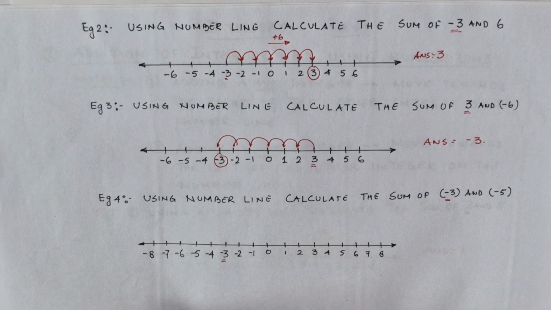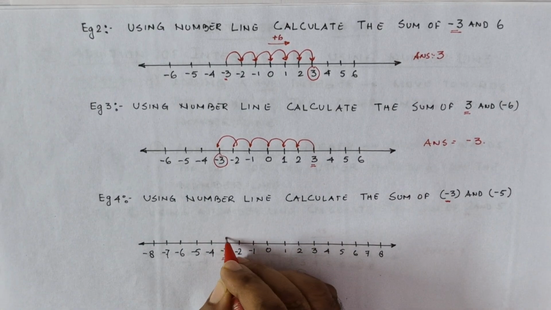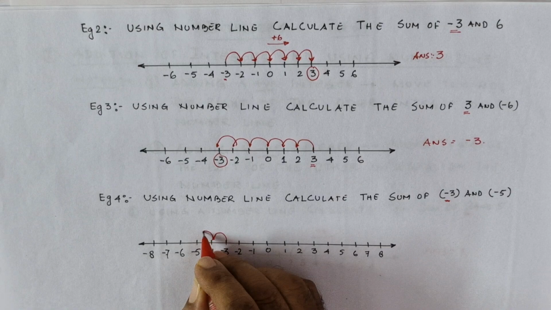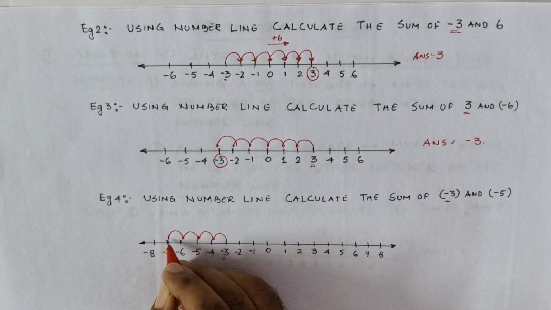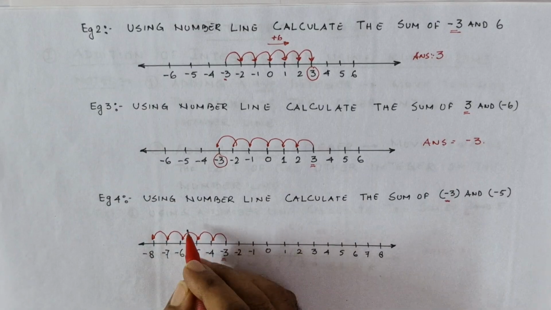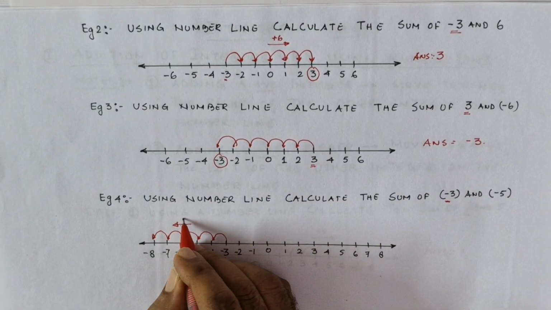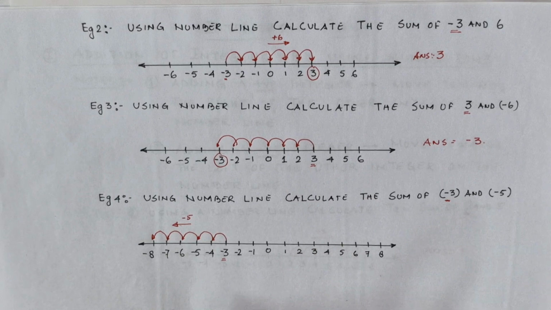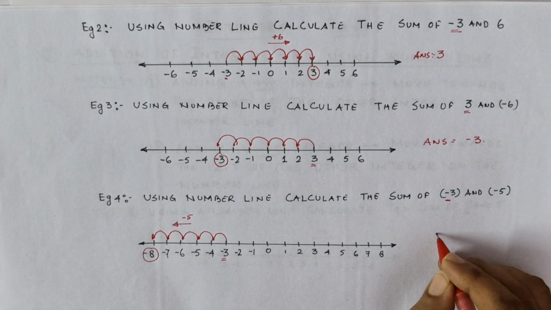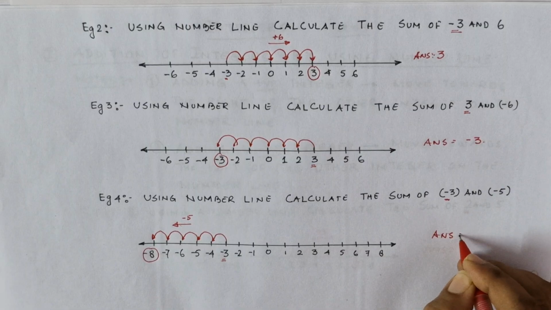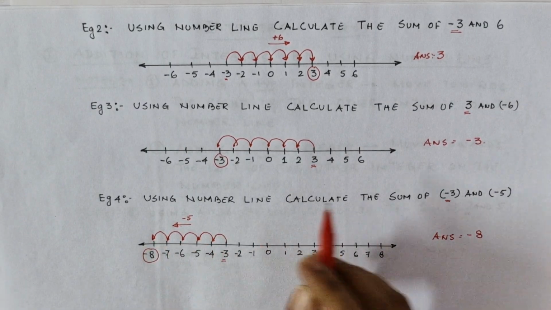So we will be moving 5 places to the left of the minus 3. So 1, 2, 3, 4, 5. So we'll be moving 5 places to the left. So here will be, what will be the answer? Answer will be minus 8. Got it? So always write this situation.